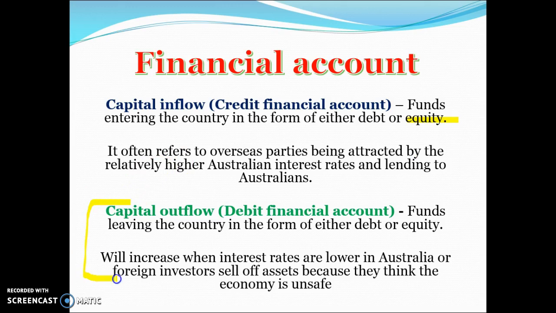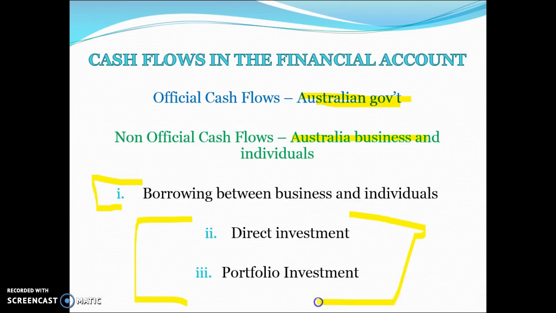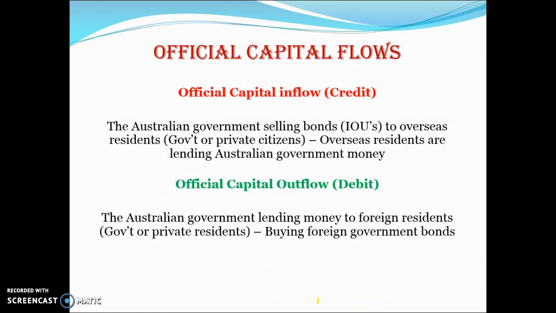Capital outflow is when funds leave the country, and that can be in the form of either lending to other countries or in the form of Australians buying foreign assets. In terms of cash flows in the financial account, we have official cash flows, which is the money related to the government, and non-official cash flows, which relate to businesses and private individuals. There are two types of borrowing, which we'll talk about, and then two types of equity financing, both direct and portfolio investments, which relate to, rather than borrowing money, selling off assets.